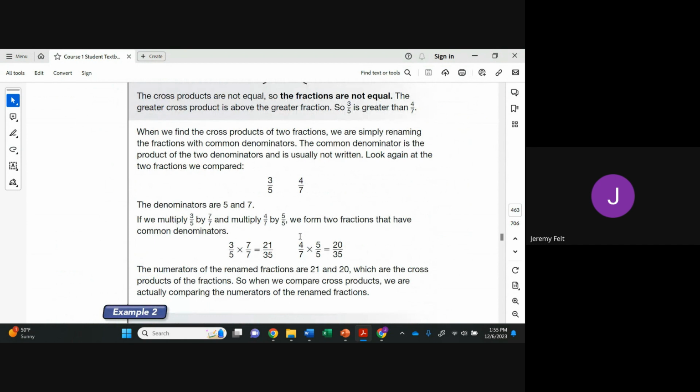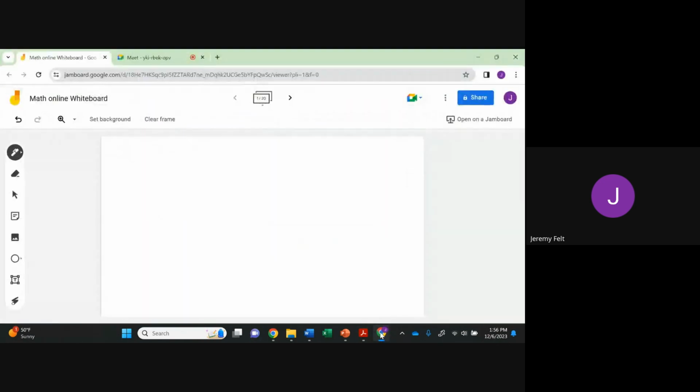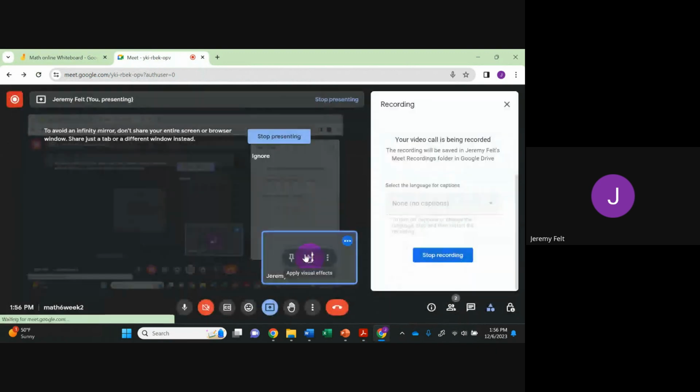And then when we find cross products of 2 fractions, we're simply renaming the fractions with common denominators. The common denominator is the product of the 2 denominators, and it's usually not written. Look again at the 2 fractions we compare, 3/5 and 4/7. So 3/5 times 7/7 is 21/35. 4/7 times 5/5 is 20/35. Okay, so if we got these fractions over common denominators, that's another way we can see if they're equal. Probably easier to just do your cross products and see, but obviously 21/35 and 20/35 are very, very close, but they are not equal.